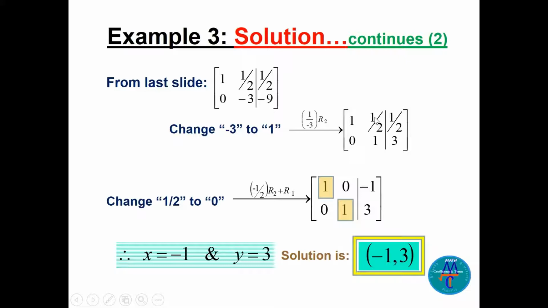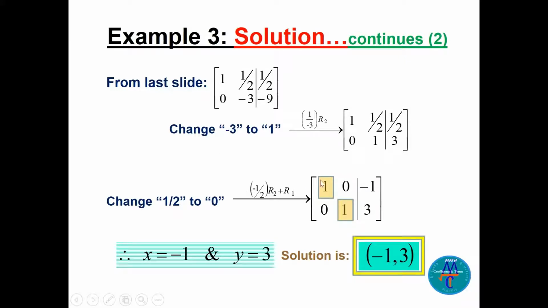Now I need to change this half here, this half, to 0. So I multiply by minus half. Row 2, I add it to row 1. So minus half times 1 is minus half, add to half 0. Minus half times 3 is minus 3 over 2. You add to half, it will be minus 1 there.